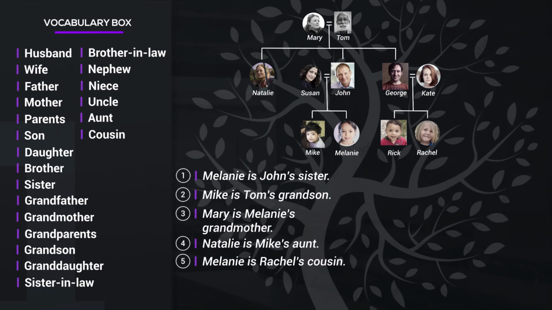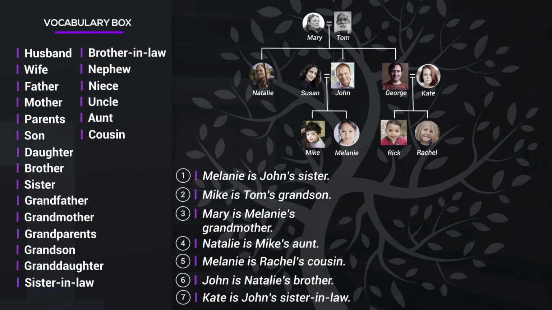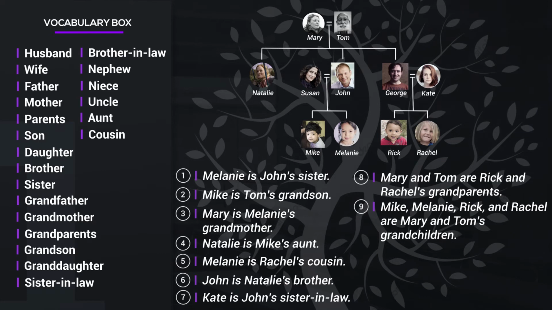Number 5. Melanie is Rachel's cousin. Number 6. John is Natalie's brother. Number 7. Kate is John's sister-in-law. Number 8. Mary and Tom are Rick and Rachel's grandparents. Number 9. Mike, Melanie, Rick, and Rachel are Mary and Tom's grandchildren.